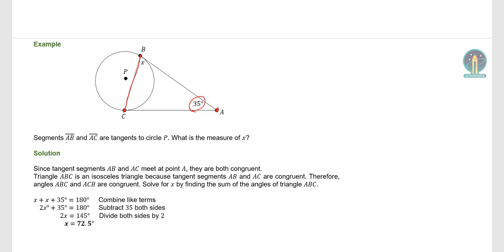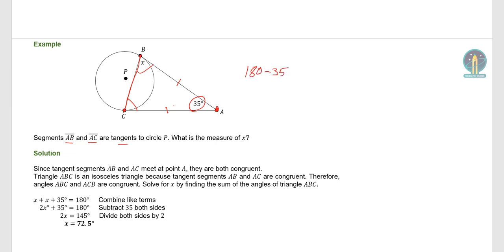So segments AB and AC are tangent to circle P. What is the measure of x? So again, assuming these two are congruent based on what we just mentioned, that two tangents meeting at an external point will have equal segments. So if this is congruent, then these two angles are congruent also.